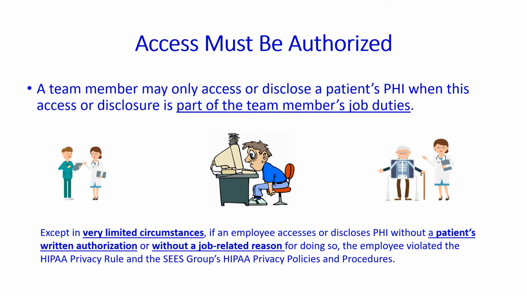So what makes access authorized? It's very simple. If the access to the PHI is required due to the team member's job duties, that is an authorized access. One may also access the patient's PHI with his or her written authorization. For example, it might be that the patient calls in to get a reminder of his or her surgery date or preoperative instructions. In that case, the patient is directing the access and the access then becomes part of the team member's job role. Either access is then acceptable.